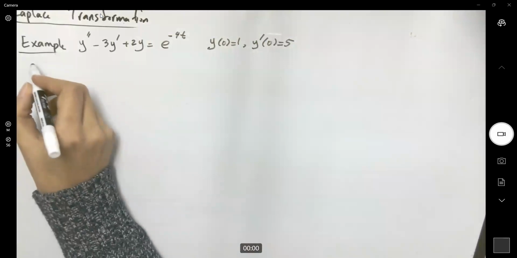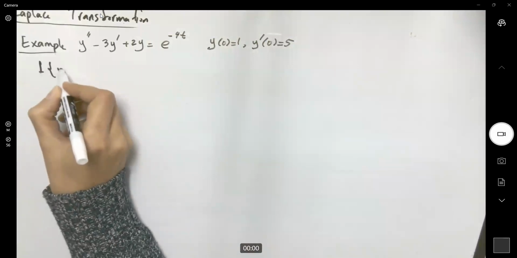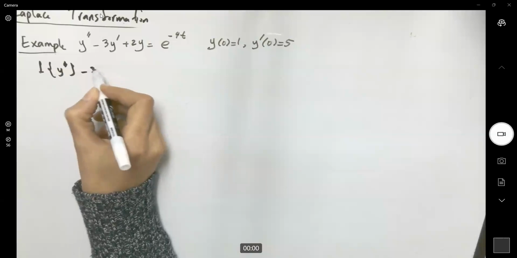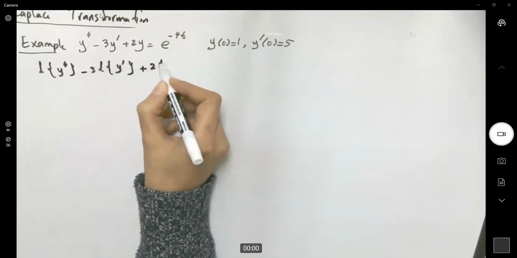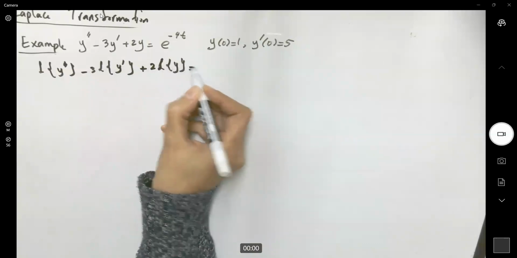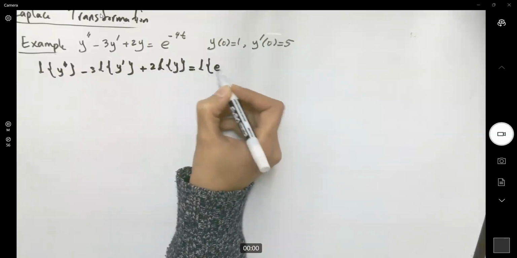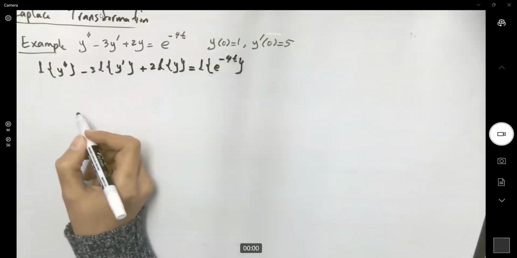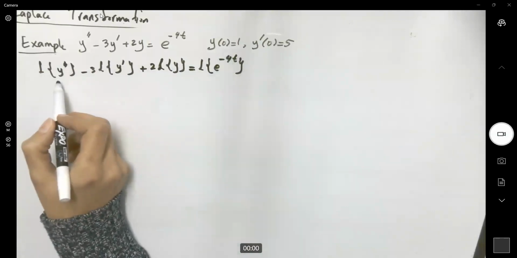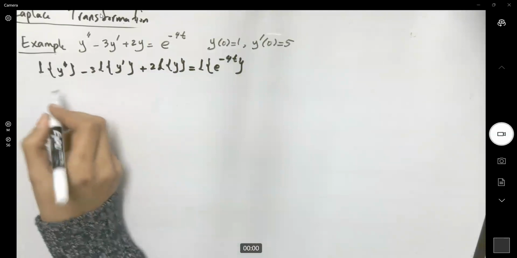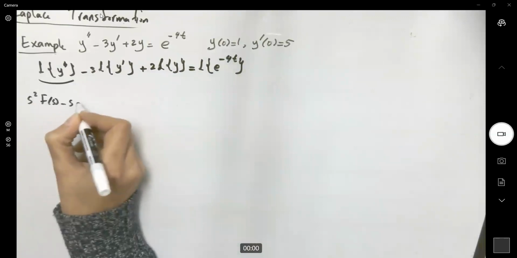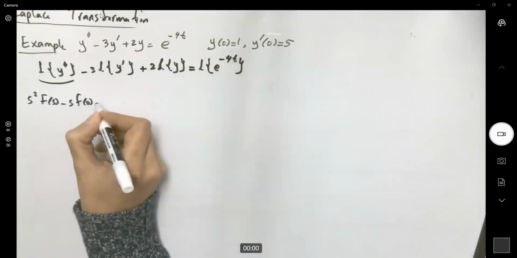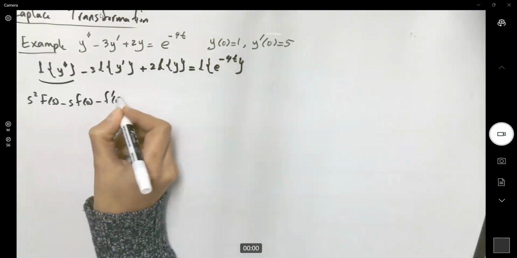So for this initial value problem, we're going to take the Laplace, then simplify that as much as we can, then use the inverse Laplace. Laplace of y double prime equals the Laplace of e to the power negative 4t. Remember that for this one, we already defined it to be s squared F of s minus s F of 0 minus F prime of 0.